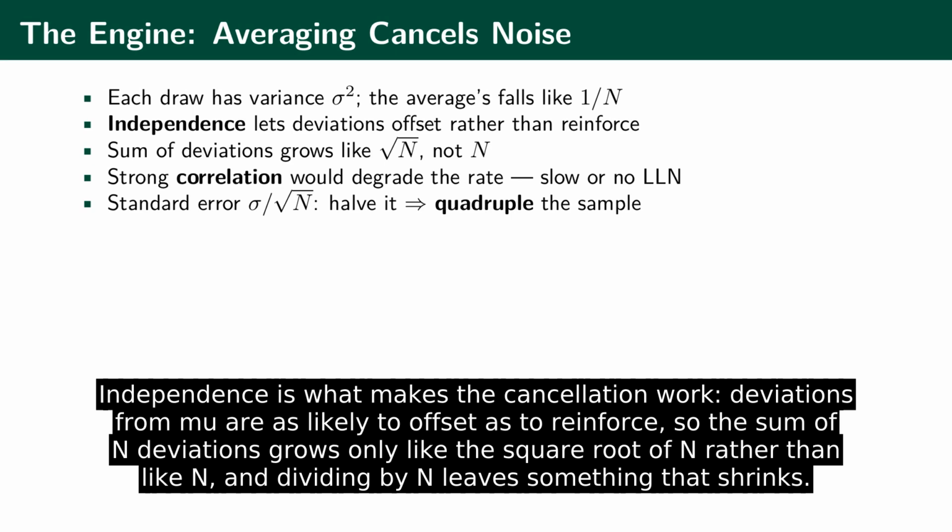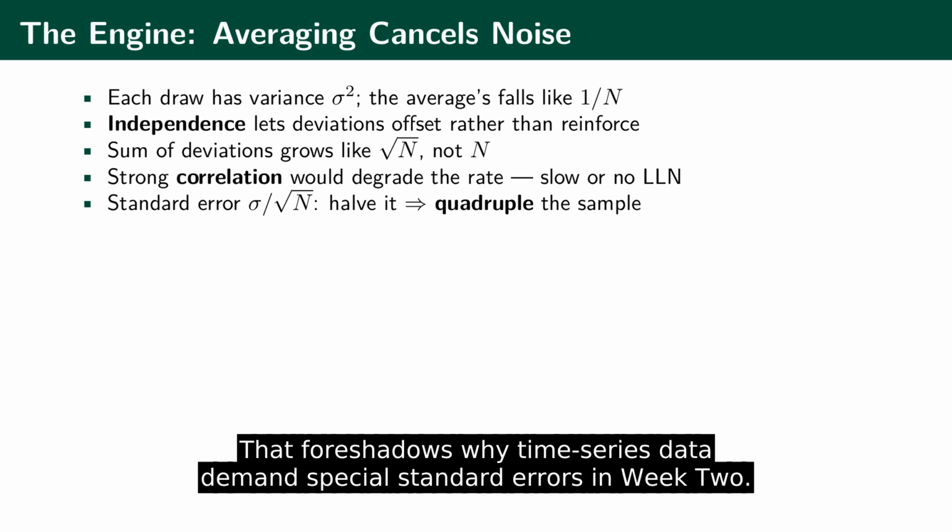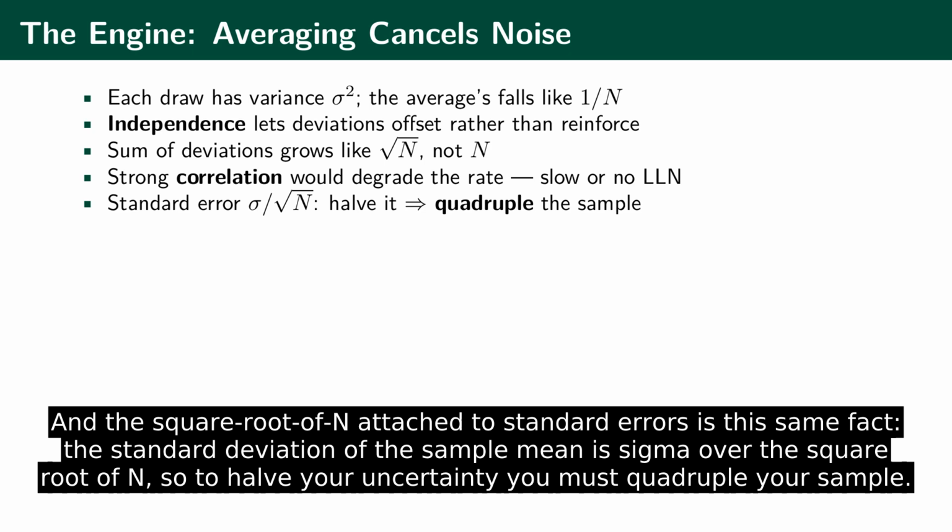Independence is what makes the cancellation work. Deviations from mu are as likely to offset as to reinforce, so the sum of n deviations grows only like the square root of n rather than like n, and dividing by n leaves something that shrinks. If the draws were instead strongly correlated, every observation echoing the last, as in a trending time series, the deviations would reinforce instead of cancel, the rate would degrade, and the law would arrive slowly or not at all. That foreshadows why time series data demand special standard errors in week 2.